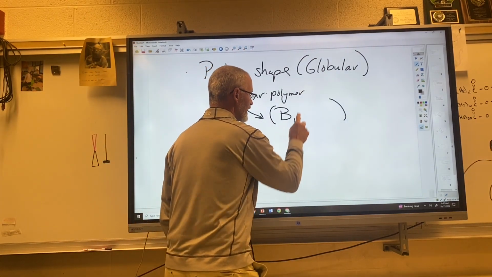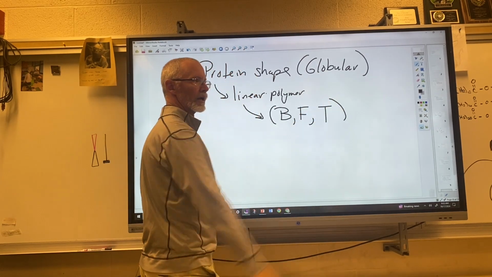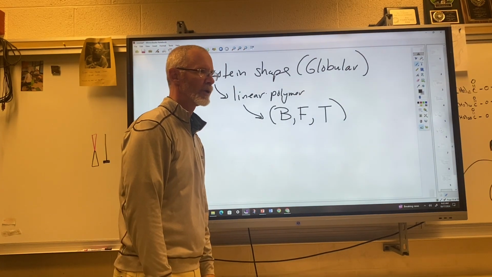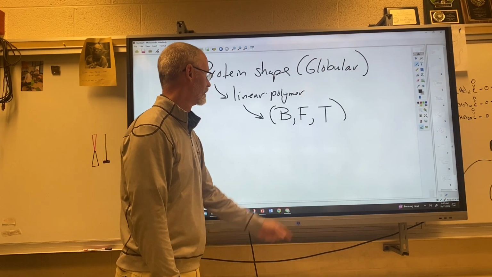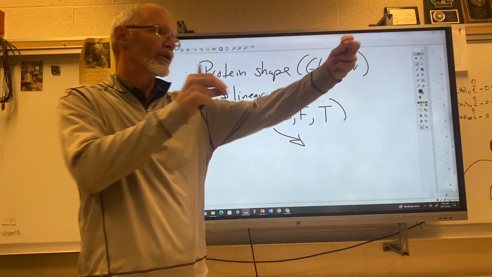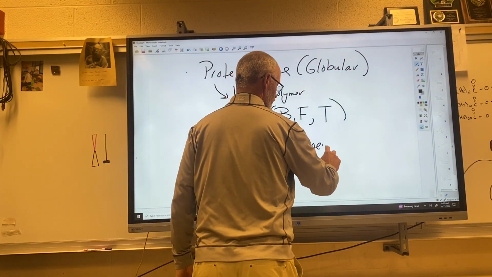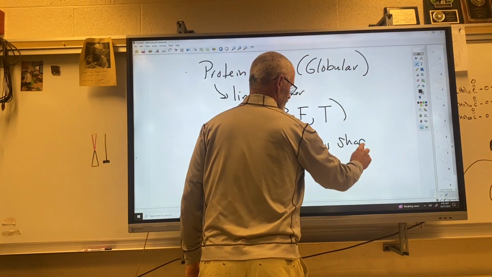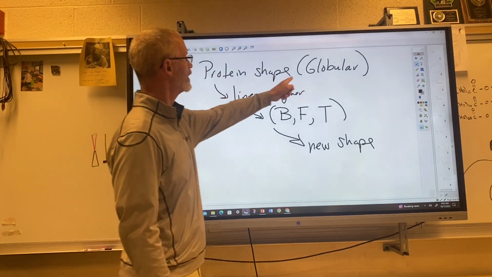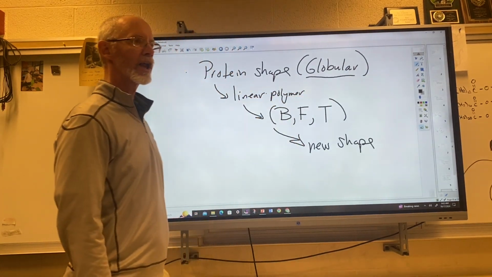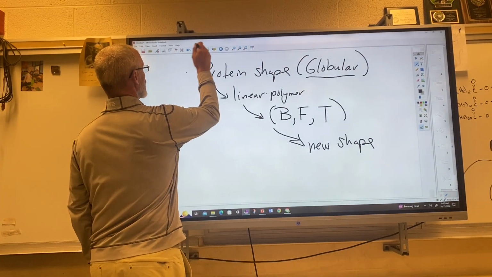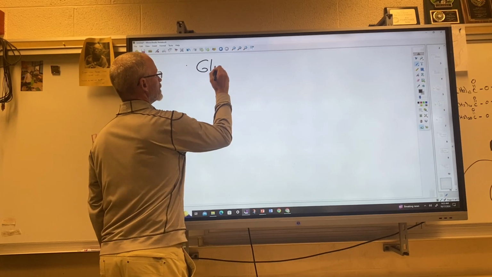People, it's BFT. Bend, fold, twist. You don't remember that from Mrs. Walzer's class? There's no doubt she said that. They start to bend, fold, and twist. When they do that, our now linear protein takes on a new shape. Now the shape of the proteins in milk are described as what? Globular. So I have to show you that and teach you how it works. Okay, ready? Watch this. Globular.